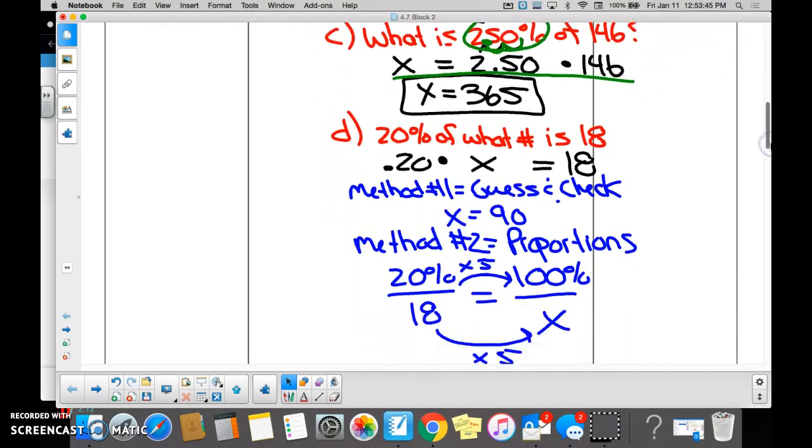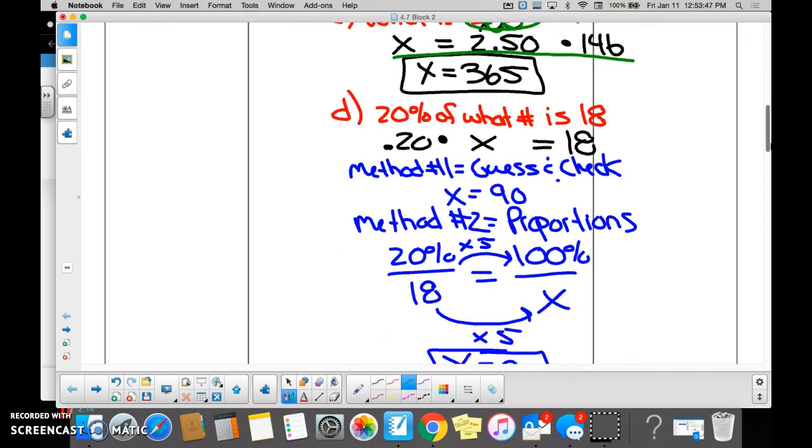This is where things got a little bit more difficult. Letter D. 20% of what number is 18? So we wrote 20% is what? Of is what? What number is the variable, right? Is, and 18 is? Amina proved to us that we could use guess and check to figure out the answer is 90, right? Just keep trying numbers on your calculator and moving up or down.